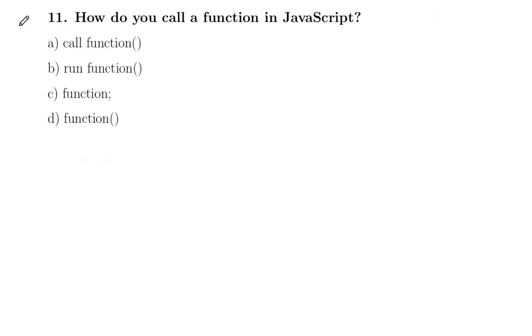How do you call a function in JavaScript? आप JavaScript में function को कैसे call करते हैं? By writing call function, run function, function and semicolon, or just function and parentheses. The correct option is this. You will write the function name and then parentheses to call a function.